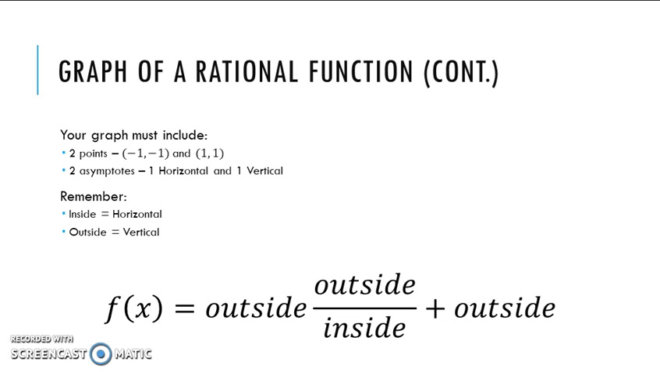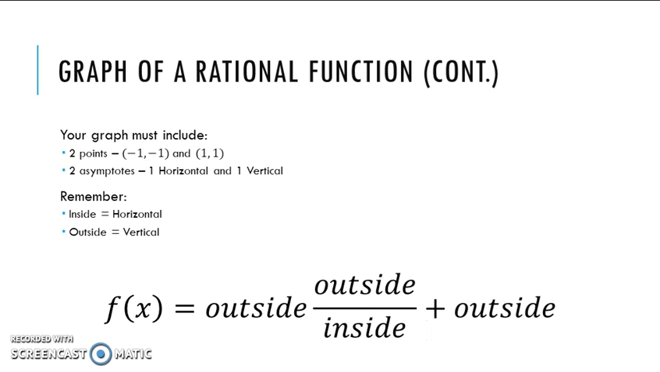For our reciprocal function, the only way that I'm going to have a horizontal shift is if there is something in the denominator of the fraction. That is the only spot that is the inside. Out in front is the outside. On top is the outside. If there's anything added or subtracted behind it, that is the outside. So again, the only time you are going to have a horizontal change is if there is something in the denominator.